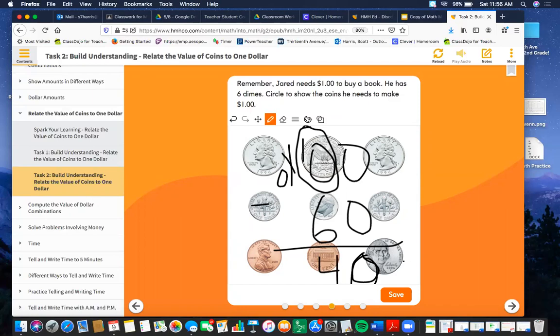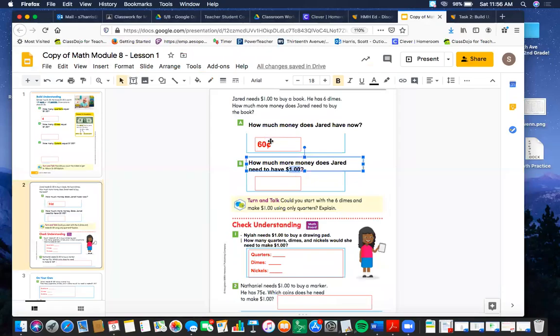He needs 40 more. 40 more what? 40 more cents. He has 60 cents. How much more does he need? 40. And you can put the cent sign, or you can just leave it as it is. So now, I want you to finish this on your own.